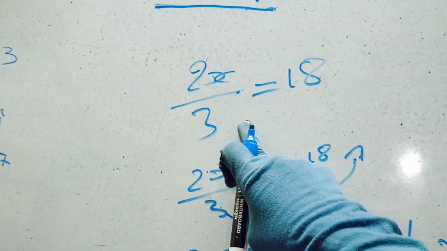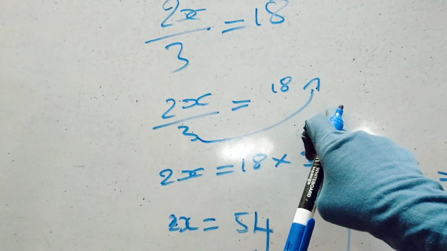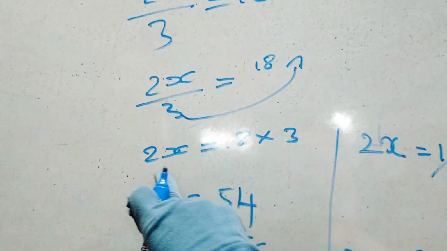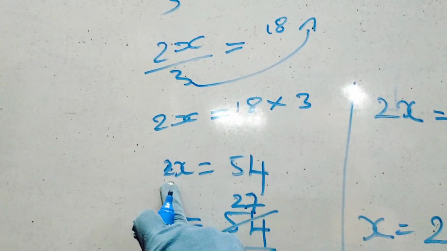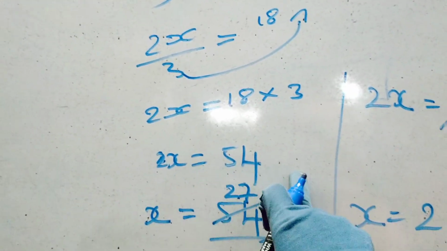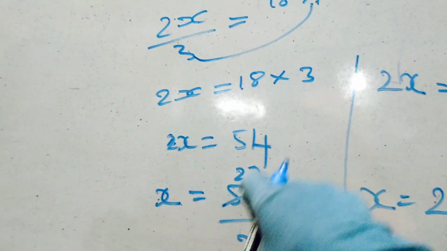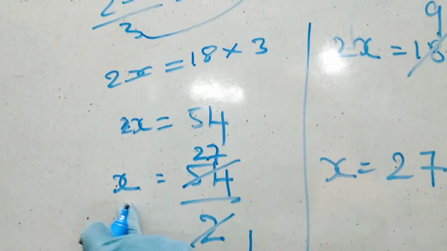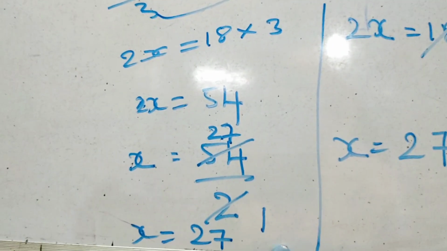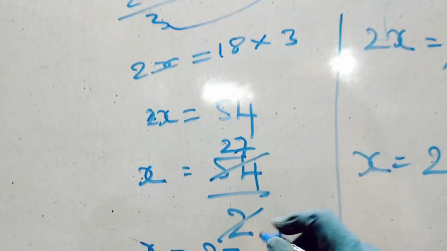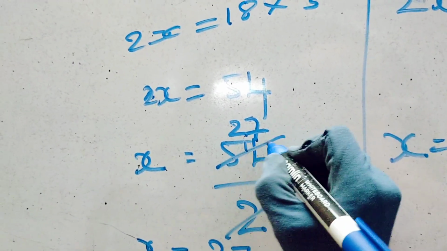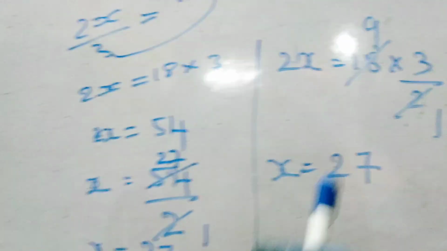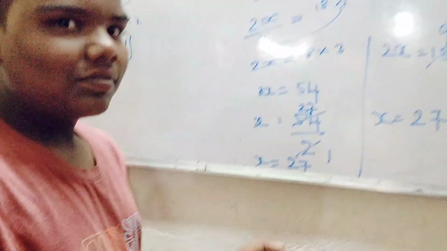Okay, 2x by 3 is equal to 18. First you are bringing the denominator this side. Here it is division, so when you transpose, it becomes multiplication. 2x is equal to 18 into 3, which is 54. Then again you will transpose this 2 to this side, because you have to take the variable one side and find its value. So x is equal to 54 by 2. 2 2s are 4, 1 here, 2 7s are 14. X is equal to 27. You do it this way or this way. Fine? Okay.